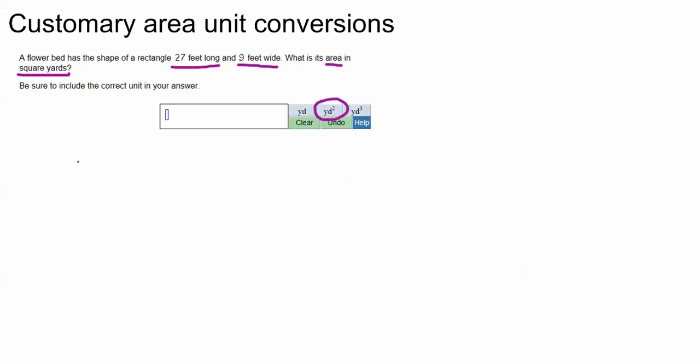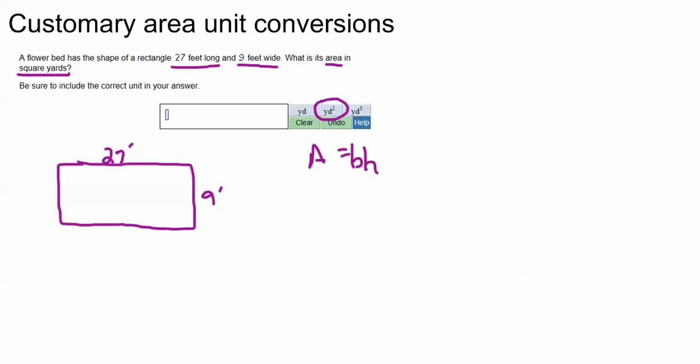In geometry, I tend to set up a diagram anytime I can. It helps me visualize what we're talking about. So our flower bed is 27 feet long and 9 feet wide. The little tick mark represents a label for feet. But we're going to want our area in square yards. So area of a rectangle is base times height. But before I multiply the base and the height, or the length and the width, I'm actually going to convert those to yards. That way when I do multiply, I have my correct answer.